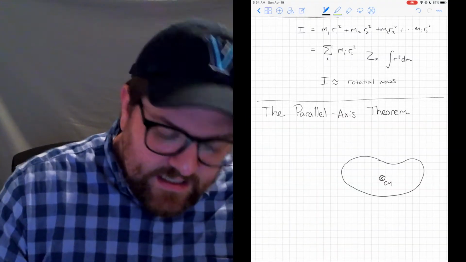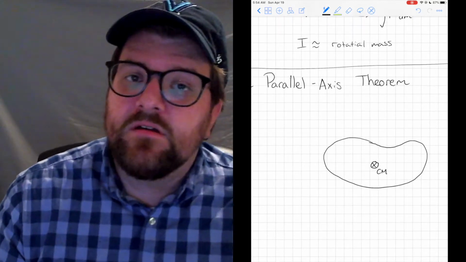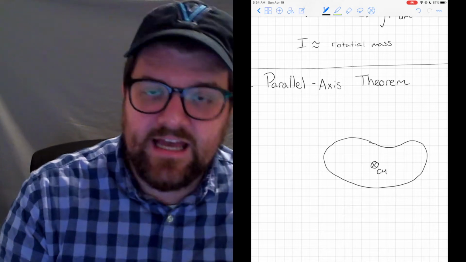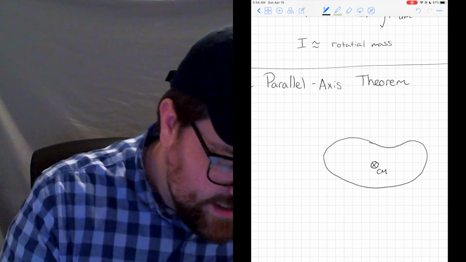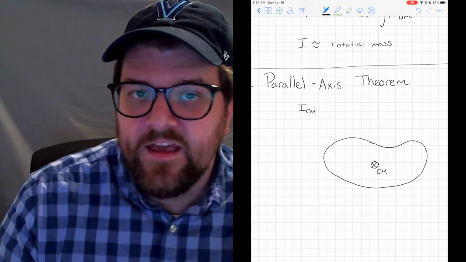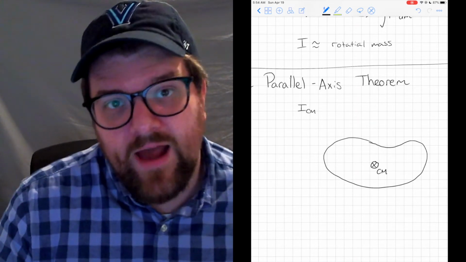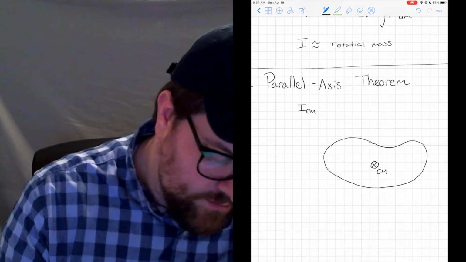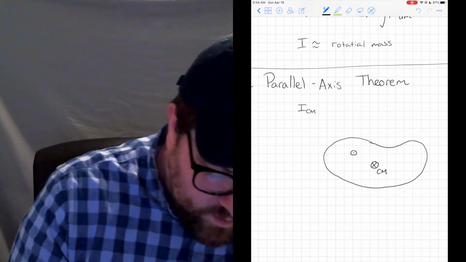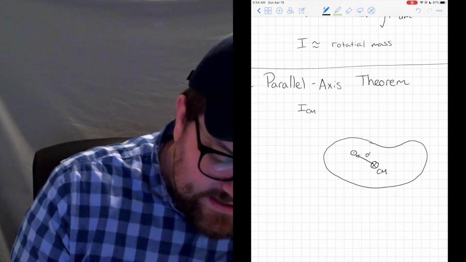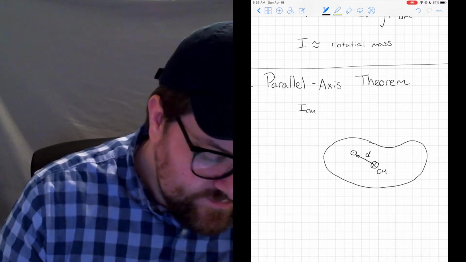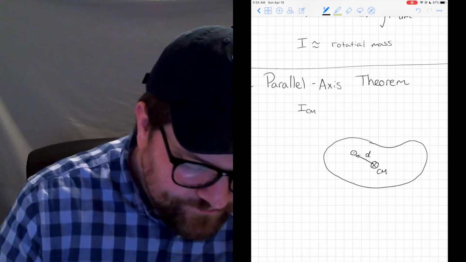So the idea here is that I can have any shape that I want, any shape of object, and let's say I know the center of mass, and let's say I know the moment of inertia through the center of mass. Now, I'm not going to pivot around the center of mass. No, I'm going to pivot around this point. Where is that point? Well, it's some distance d away from that center of mass. I'm going to pivot around there.